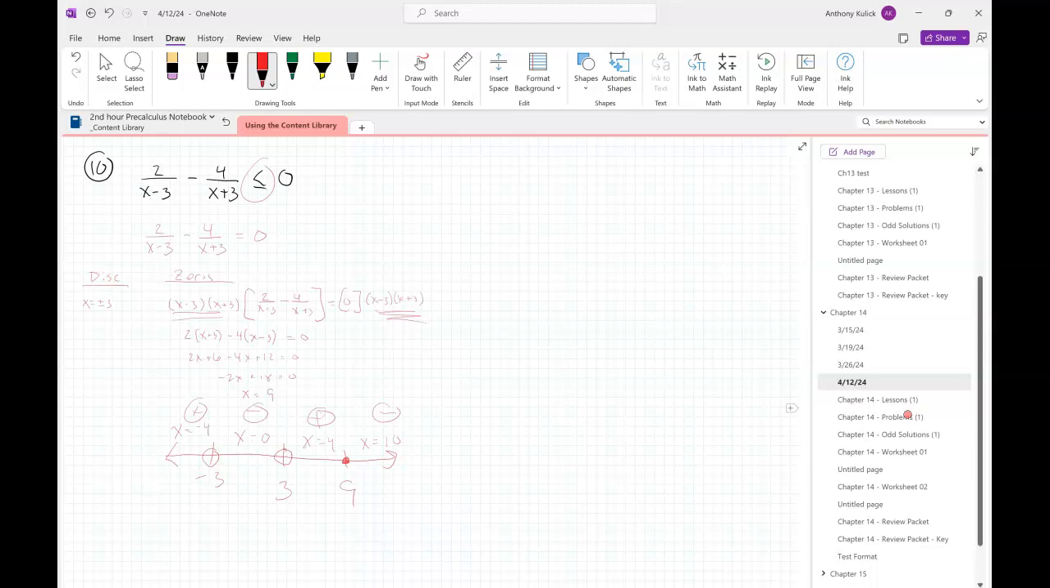Everybody's okay? So my answer, since I want less than or equal to 0, I want the negative parts. So negative 3 to 3 with parentheses, and then bracket 9 to positive infinity. And I get the bracket because of the filled circle and the parentheses because of the opens. But that would do her.